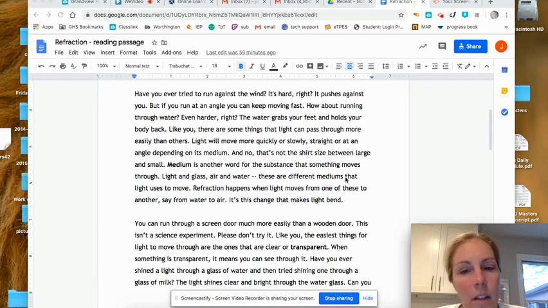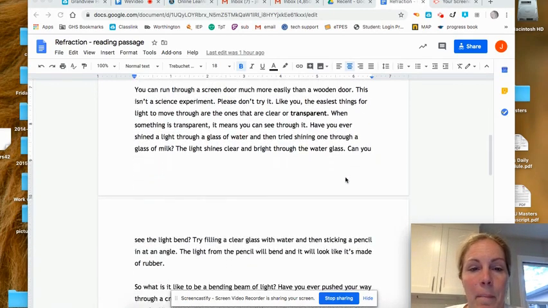And no, that's not the shirt size between large and small. Medium is another word for the substance that something moves through. Light and glass, air and water, these are different mediums that light uses to move. Refraction happens when light moves from one of these to another, say from water to air. It's this change that makes light bend.